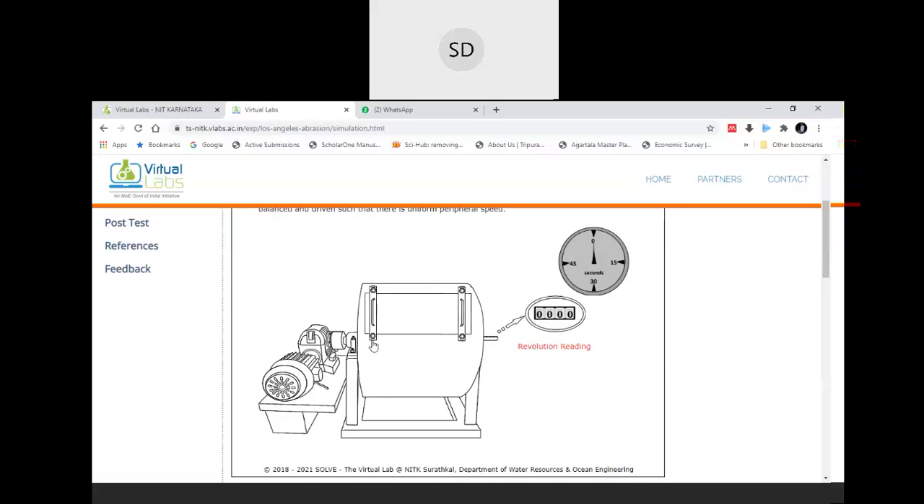Okay, and number of revolutions would be 500. Here the number of revolutions would be marked. You will start the machine, then this machine will start revolving. You have to count the total number of revolutions. It will generally take 1 to 2 hours to complete all these revolutions. And during this test procedure, this test assembly produces a lot of noise.